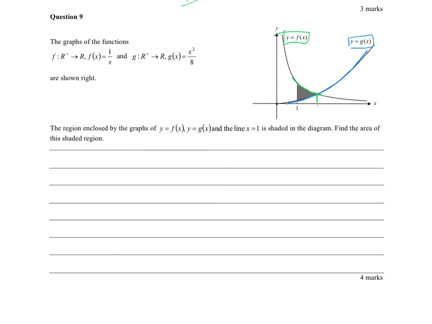So first things first, if I put 1 on x equal to x squared on 8, cross multiply, I'll get 8 is equal to x cubed. X is equal to +2, which sort of fits in, so that's nice. So the area between the curves is the area between 1 and 2 of top line, which is x squared on 8 minus bottom line, which is 1 on x dx. So let's just check that.